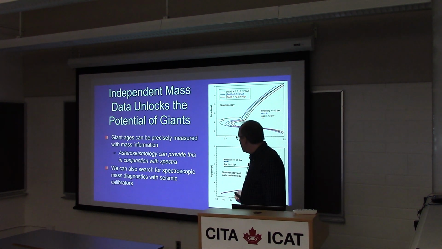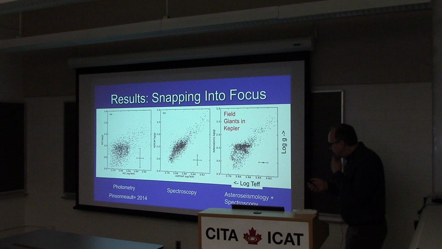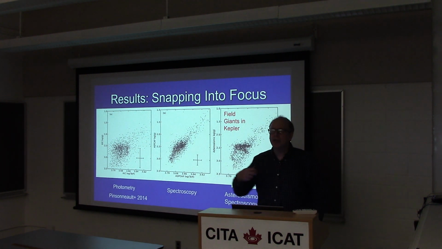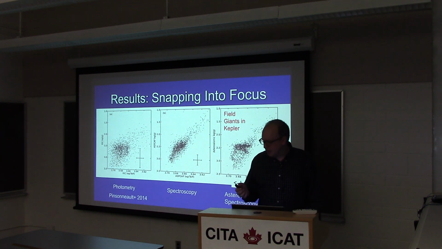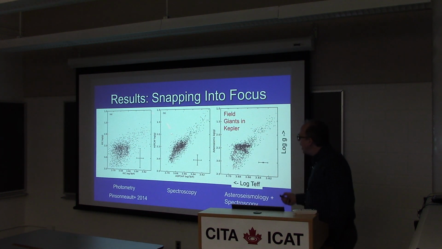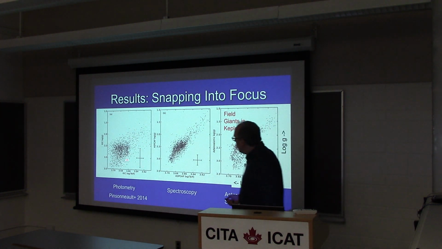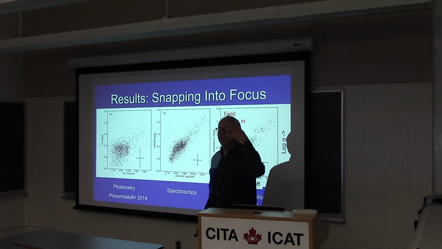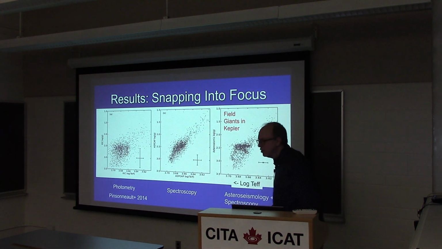So given this independent mass information, this gives you the characteristic results, and the first generation of this result just shows you how much your information improves when you include seismology. On the left-hand side, this represents the observed stellar properties in the first release of the Kepler input catalog and the Kepler fields, where this is based on photometry, and you can see that there do exist giants, but there's just a giant blob, and it's hard to see any interesting structure.